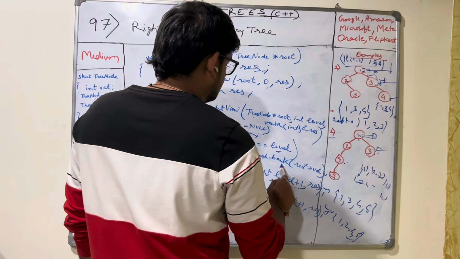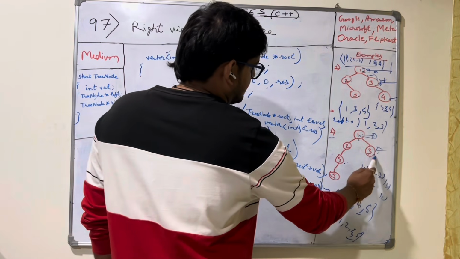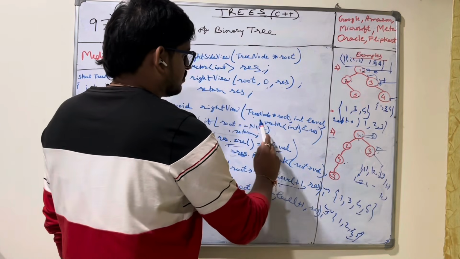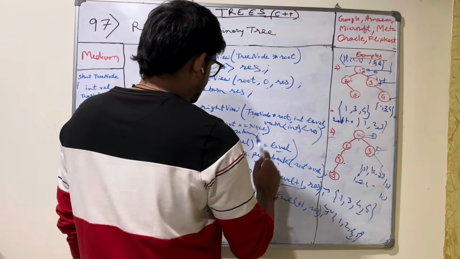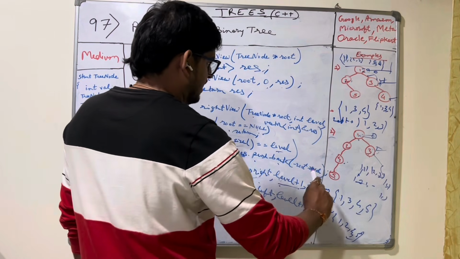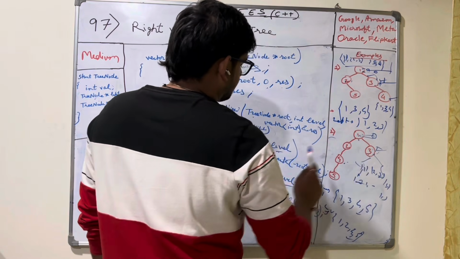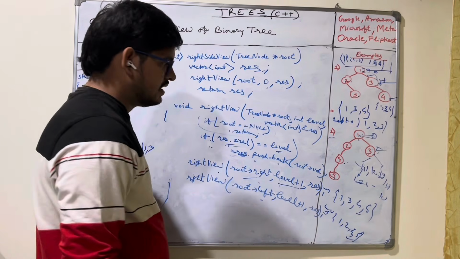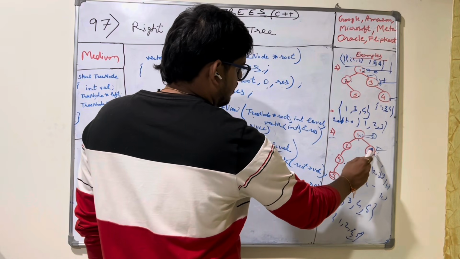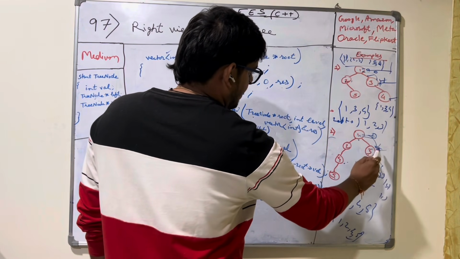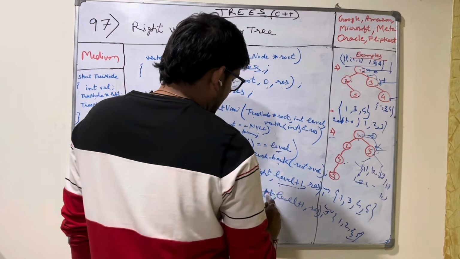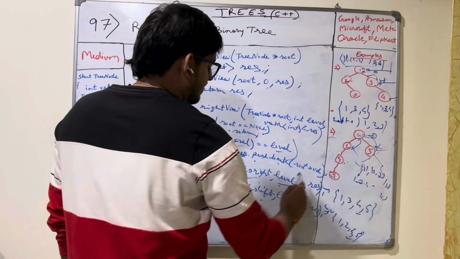Now what we'll do, we'll again call the right of this. So right of this is null, so it would be returned. Null would be returned, which means nothing would be written for this right view. So we'll go to the left of this now. This left is also null, so nothing would be returned. Now here we went to the right, so we come back. This right for 3 we have done. Now we will go to the left of this. This left would be called.